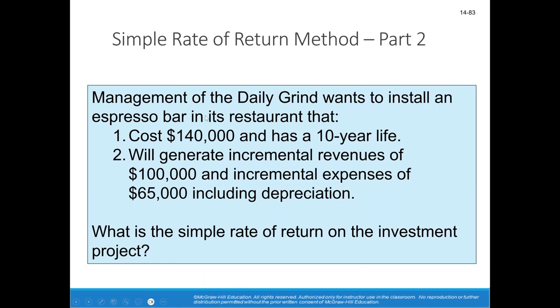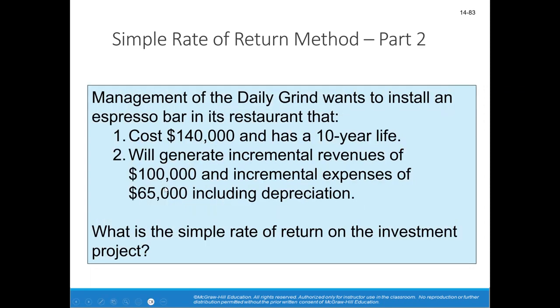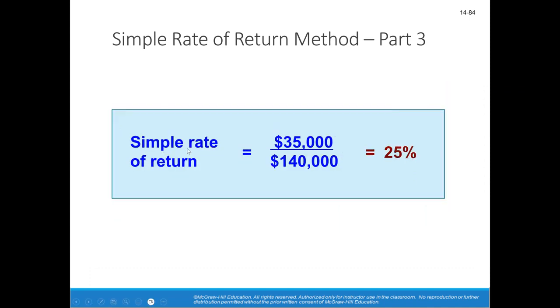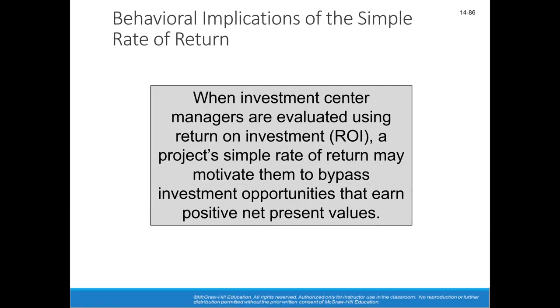So management wants to install an espresso bar. Cost is 140,000. Will generate incremental revenues of 100,000 and incremental expenses of 65,000, including depreciation. What is the simple rate of return on the investment? 35,000 divided by 140. So we're going to generate 35,000 divided by 140. But this doesn't take into account the time value of money. And the same project may appear desirable in some years and undesirable in others.